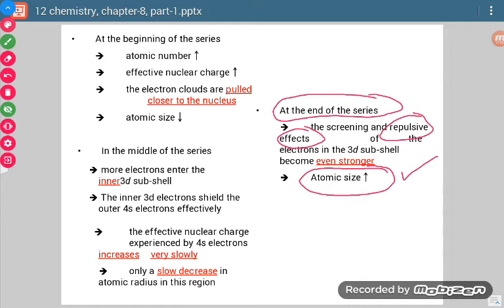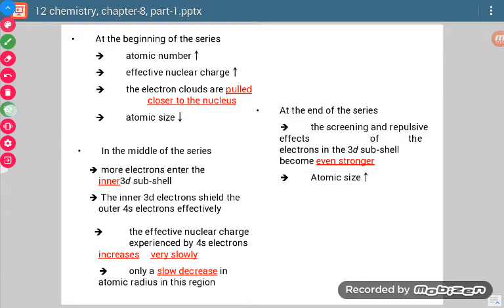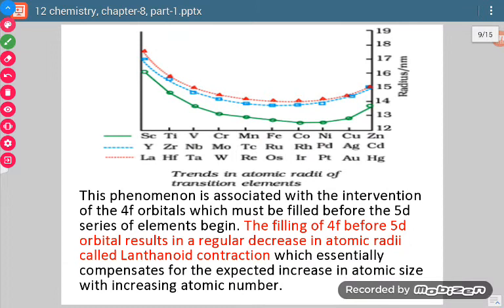Okay, so now what have we observed? We observed that in the beginning of the series there is a decrease in the atomic and ionic radius. In the middle of the series the size remains almost constant, and at the end of the series the size again increases.